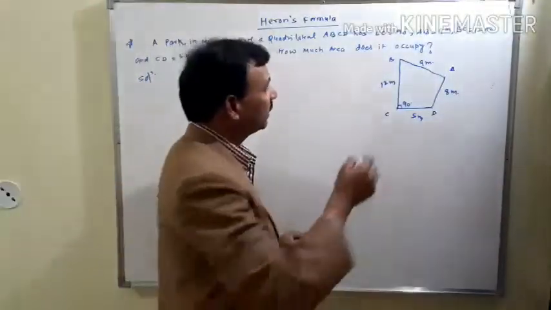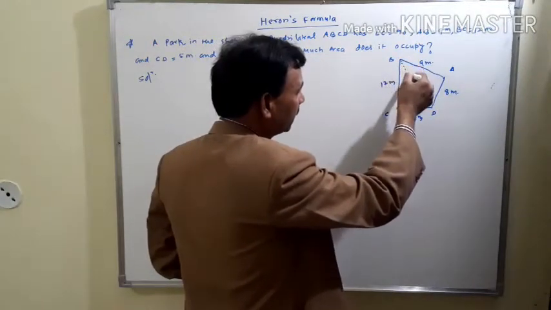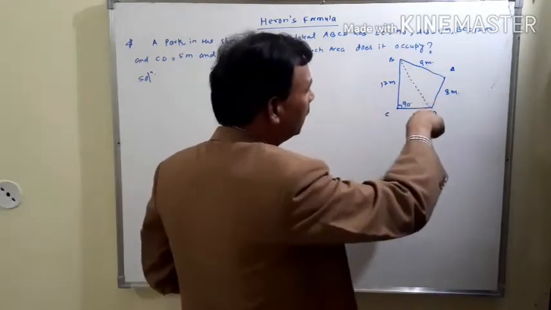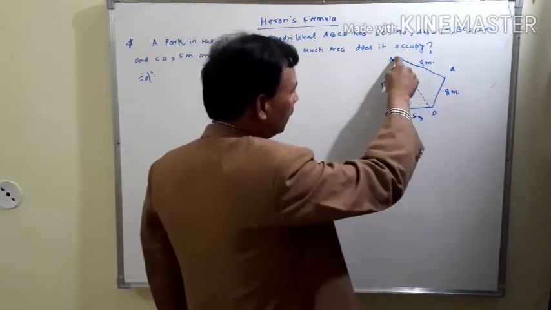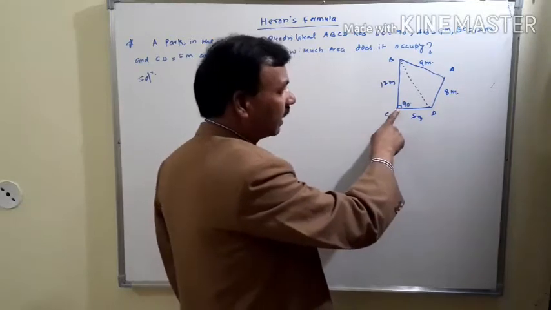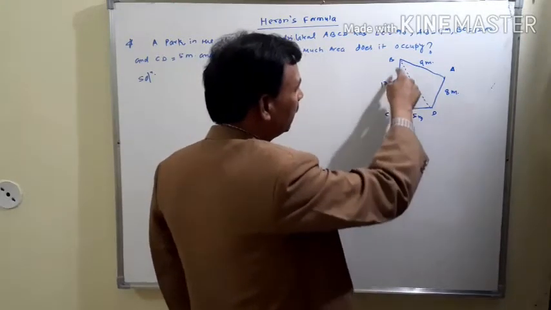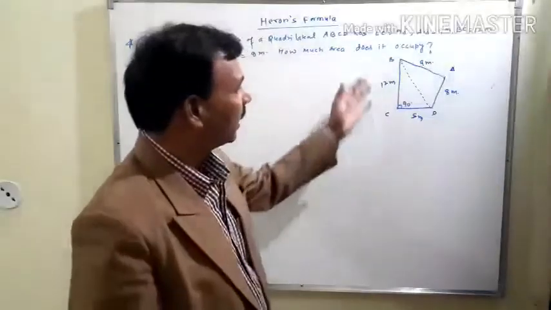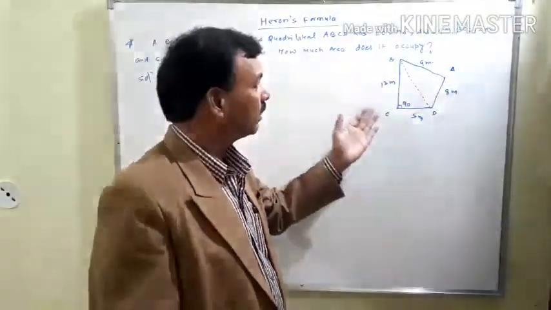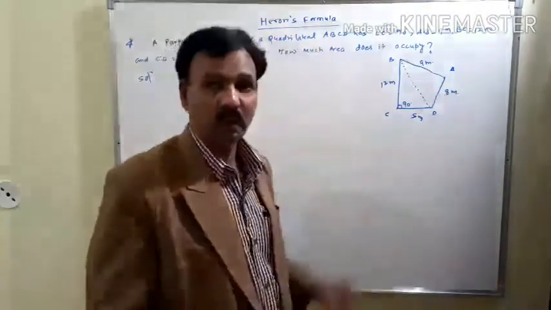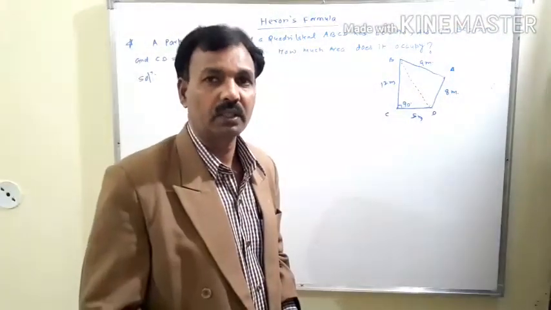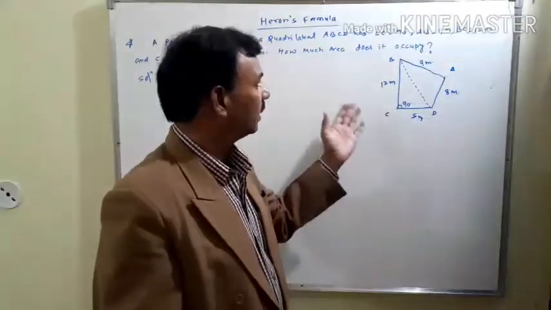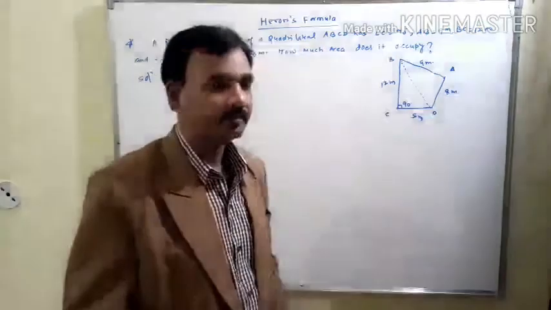But if you join BD, that means this diagonal, then you can find the length of BD, because in triangle BCD this angle is 90 degrees, so you should apply the Pythagoras theorem in triangle BCD and you can find the length of BD. Then you can apply Heron's formula for finding the area of both separate triangles. Then adding, you can get the area of quadrilateral ABCD.